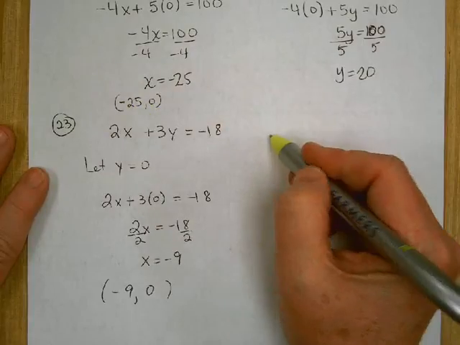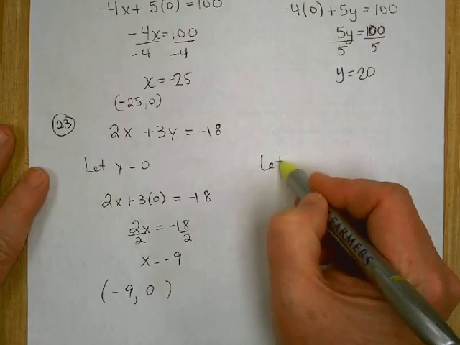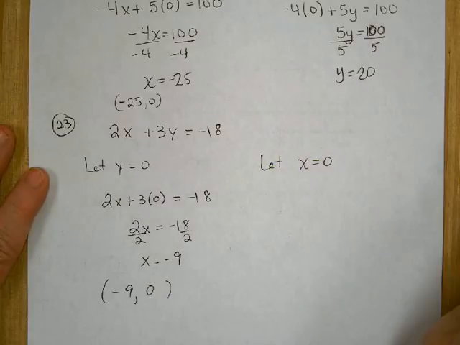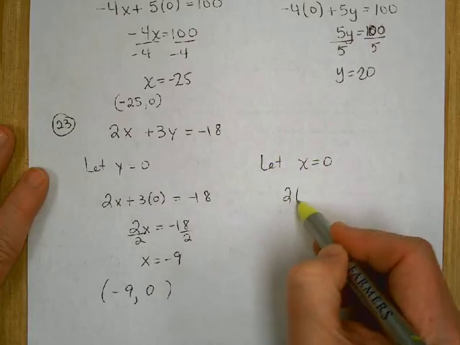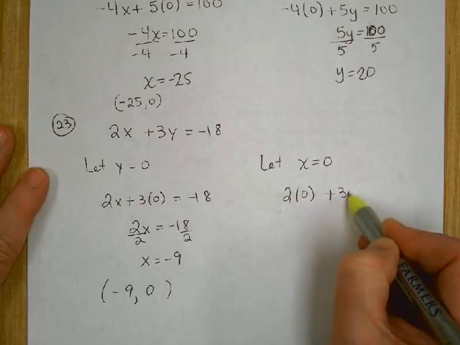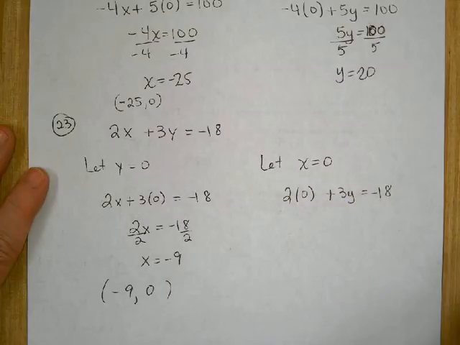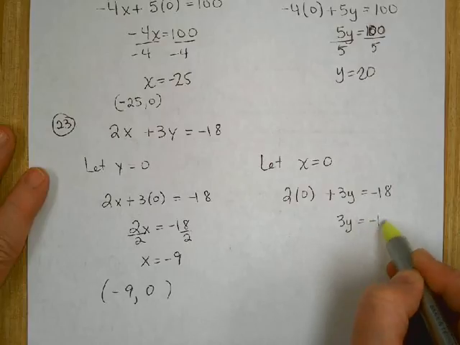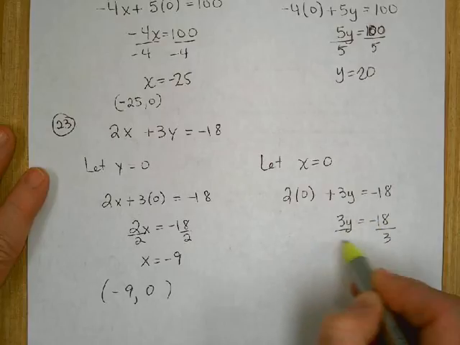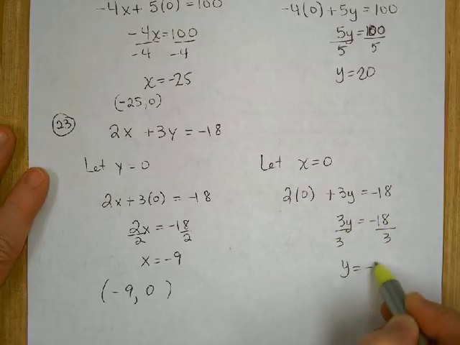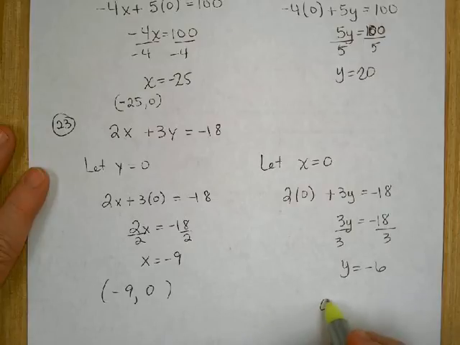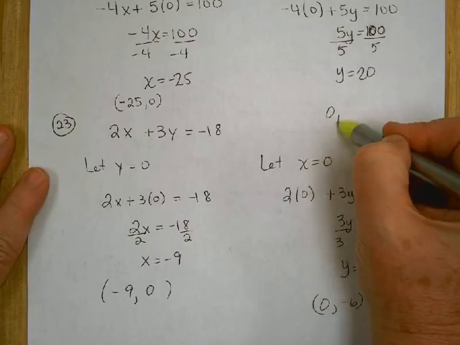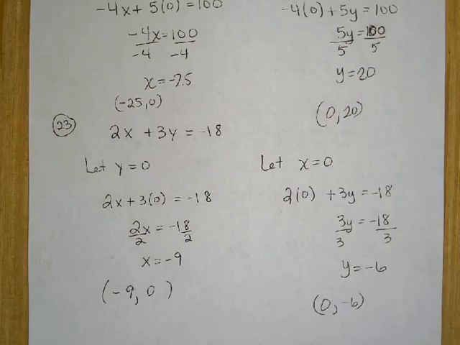The y-intercept, we need to let x equal 0. So it's going to be 2 times 0 plus 3y is -18. 3y is -18. Divide by 3, y is -6. So 0, -6. This one should have been 0, 20.